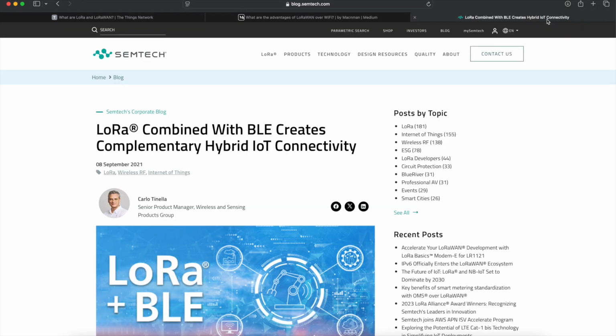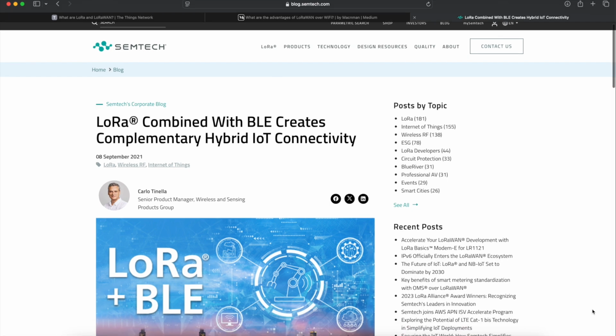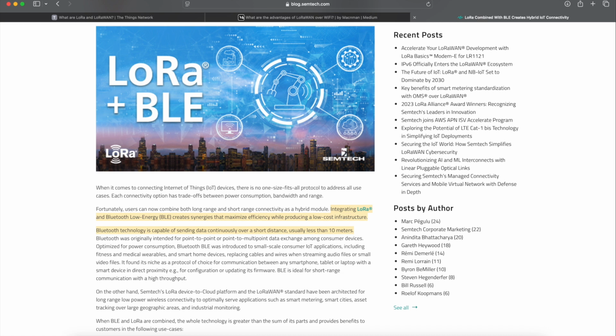Now let's go over here and give this article a read. LoRa, combined with BLE, creates complementary hybrid Internet of Things connectivity. When it comes to connecting Internet of Things devices, there is no one-size-fits-all protocol to address all use cases. Each connectivity option has trade-offs between power consumption, bandwidth, and range. Fortunately, users can now combine both long-range and short-range connectivity as a hybrid module. Integrating LoRa and Bluetooth Low Energy creates synergies that maximize efficiency while producing a low-cost infrastructure.